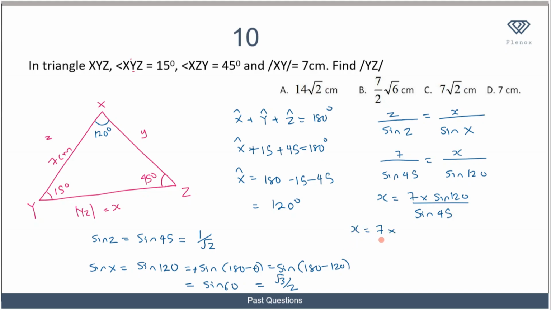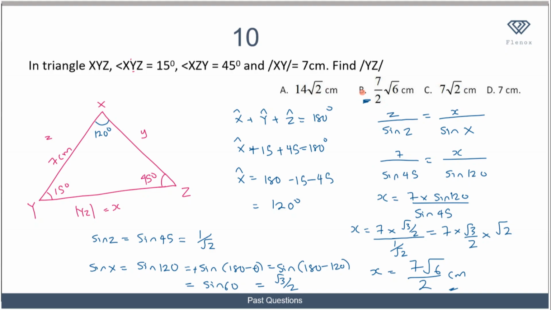I have the value of x to be equal to 7 times sine 120, which is found to be root 3 over 2, then over sine 45, which is found to be 1 over root 2. So this is the same thing as saying 7 times root 3 over 2, and when I bring this to the other side, I have times root 2. So x becomes 7, then root 3 times root 2, which gives me root 6, then over 2. So the value of x is 7 root 6 over 2. And that makes the correct option to this question option B.